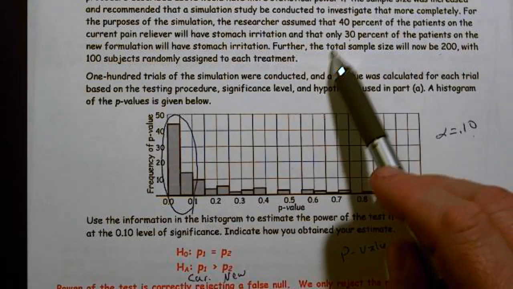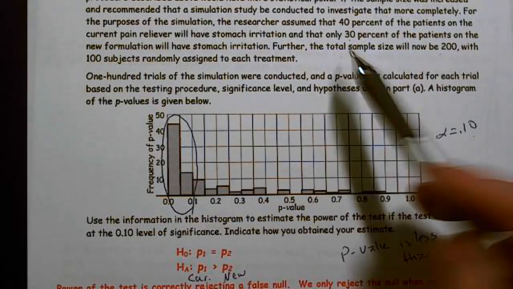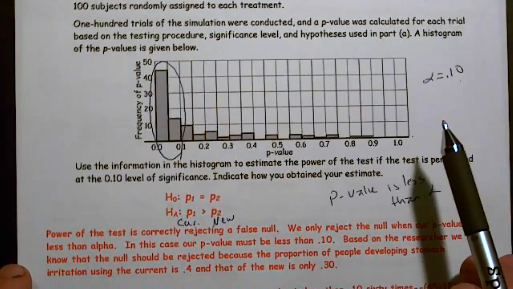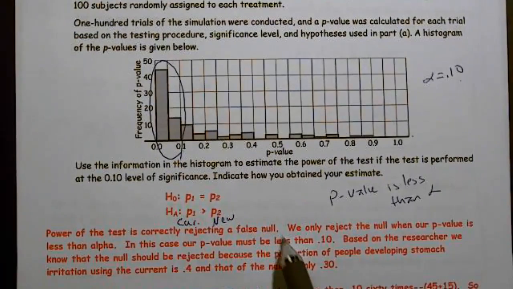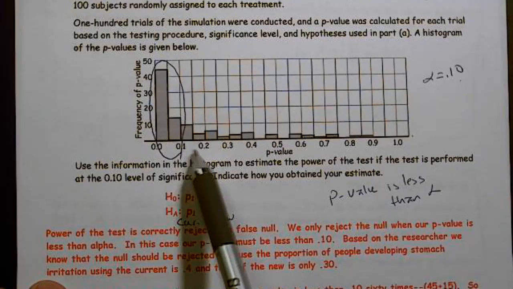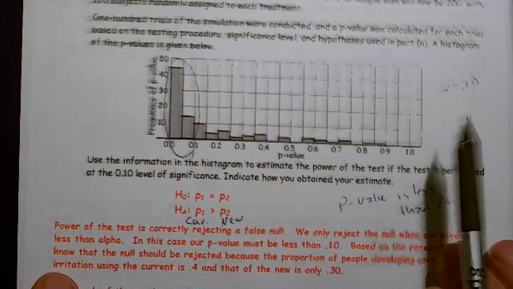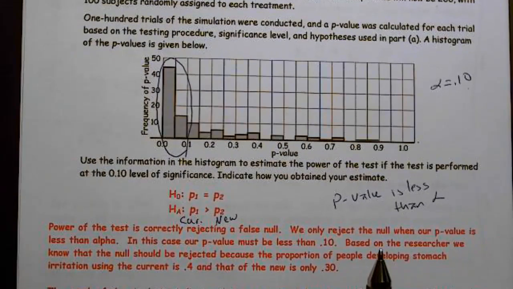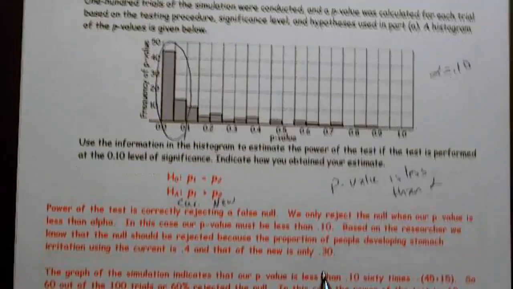Well, since we know that we have less stomach irritation, we should be rejecting. All right. Because power is the probability of correctly rejecting a false null, which is what I say right here. We only reject a null when our p-value is less than alpha. In this case, our p-value must be less than 0.10. Based on the researcher, we know that the null should be rejected because the proportion of people developing stomach irritation is 0.4, and the new study is only 0.3. All right. So yeah, this is definitely less, so we should be rejecting.